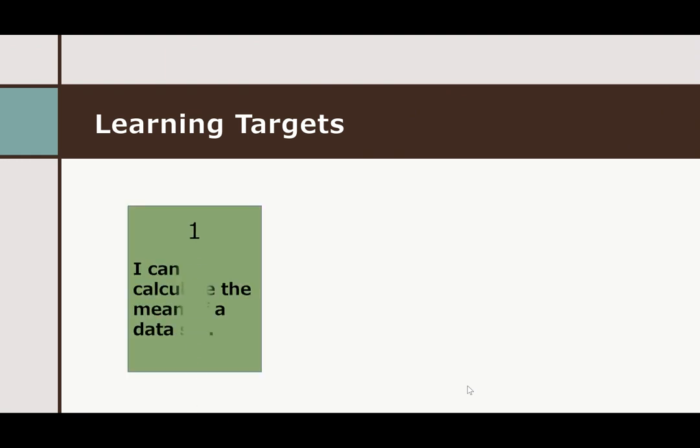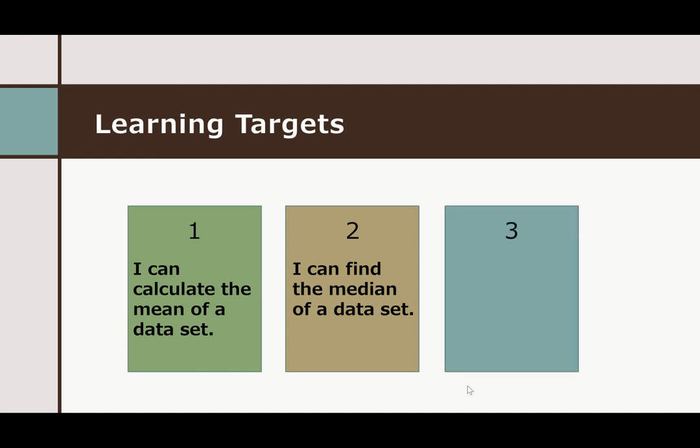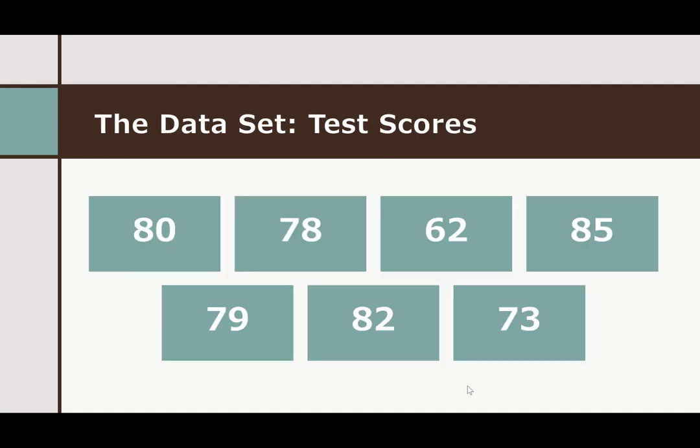So your first learning target is I can calculate the mean of a data set. And the second one is I can find the median of a data set. And lastly, you'll be able to find the mode of a set of data. Well, in order to find mean, median, and mode, first we have to have a data set. So let's start with some test scores.